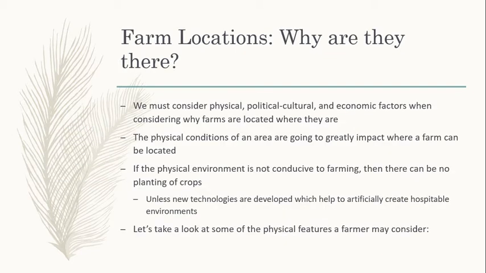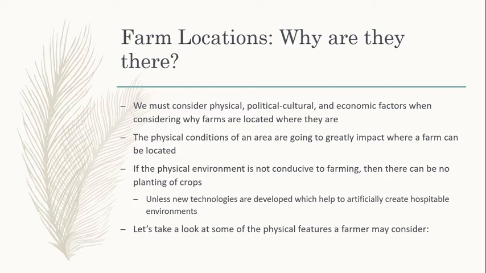So farm locations, why are they there? We must consider physical, political, cultural, and economic factors when we consider why farms are located where they are. The physical conditions of an area are going to greatly impact where a farm can be located. If the physical environment is not conducive to farming, then there can be no planting of crops, unless new technologies are developed which help to artificially create hospitable environments.